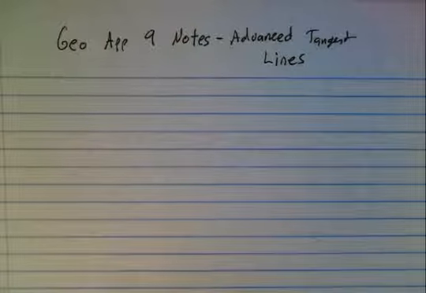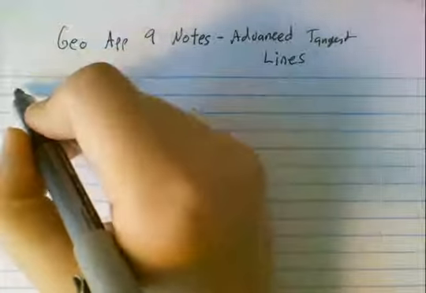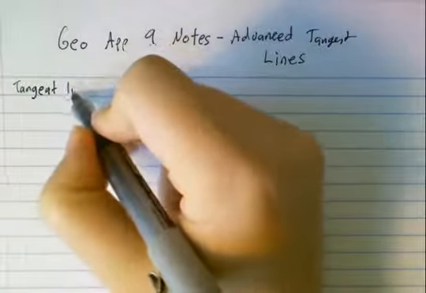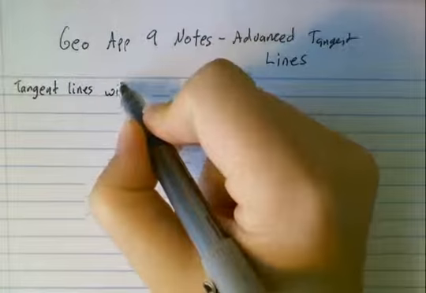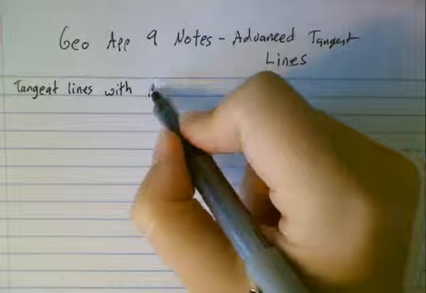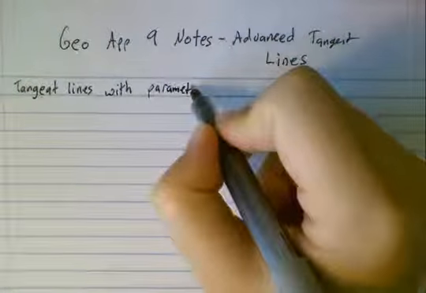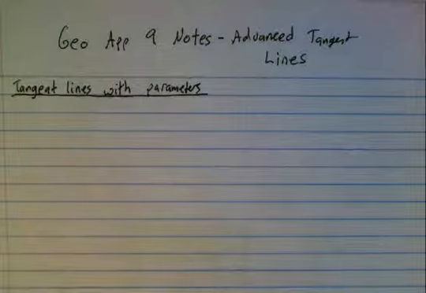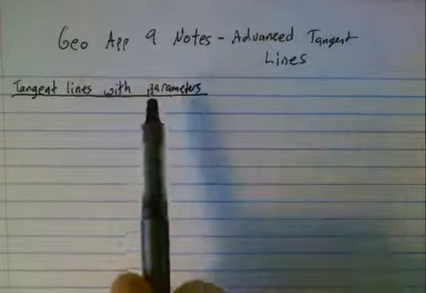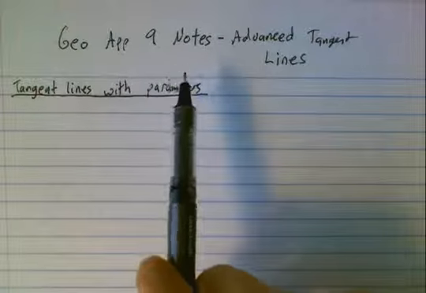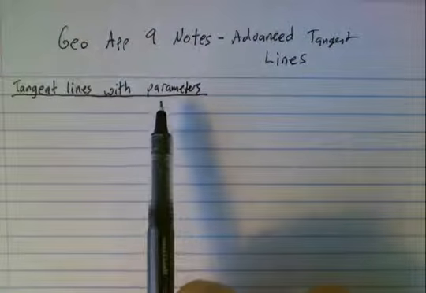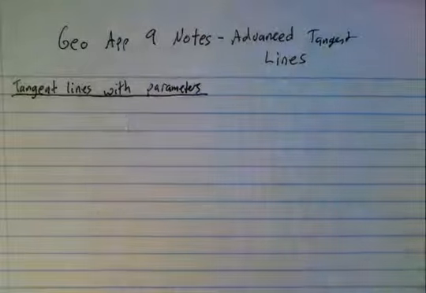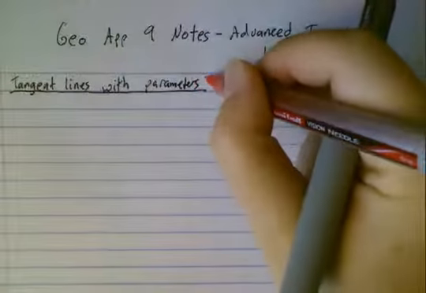Let's start off with some of our sneaky problems. First of all, tangent lines with parameters. Remember that a parameter is similar to a variable, except that it is a number. It's not varying at all, but it's represented by a letter. But the thing is that even though we don't know what number that letter stands for, it only stands for one number. So let's just say what a parameter is.